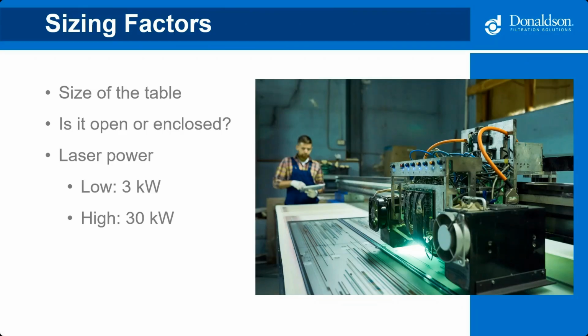Laser powers, as many of you may know, have been advancing rapidly over the last 5 years and currently typically range from 3 kilowatt to 30 kilowatts of power. So when sizing a dust collection system, a 3 kilowatt system will require less media area on the filters than, say, a 30 kilowatt system.